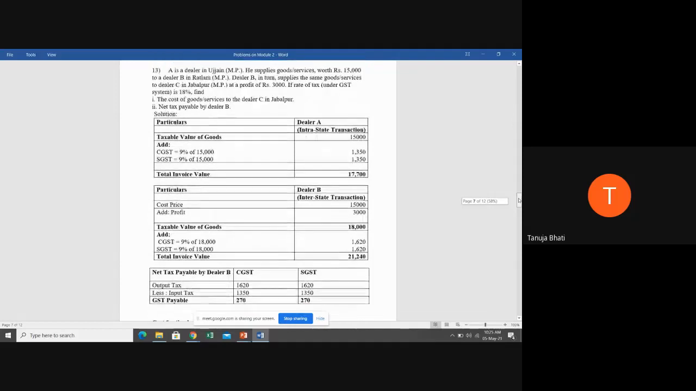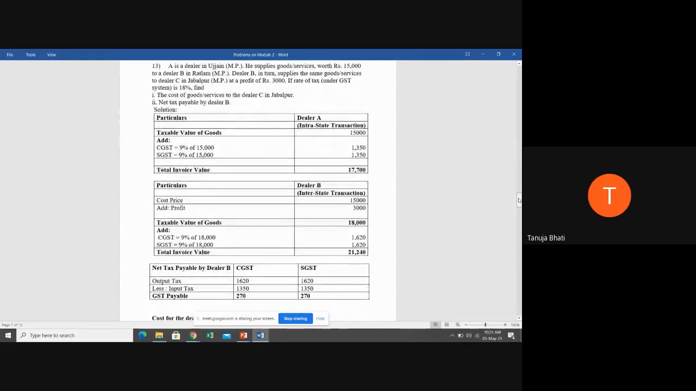13th problem. Always remember the net tax payable to the government will always be your output tax minus input tax.